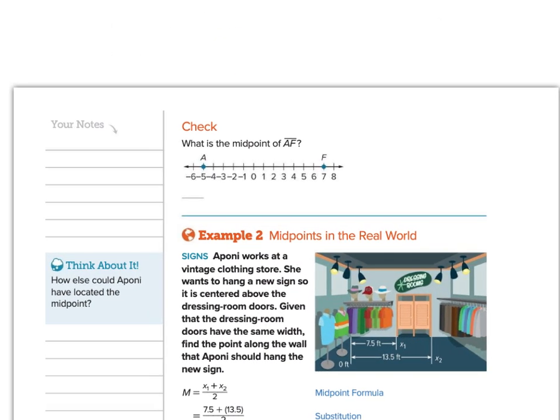Check. Remember, my midpoint is equal to x1 plus x2 divided by 2. So what is the midpoint of AF? With x1 and x2, my midpoint is equal to -5 plus 7 divided by 2, which is going to be 2 divided by 2, or 1. There's my midpoint right there, 1. And of course, you could probably count this one out. It's not a fraction, so it's a little bit easier to see.